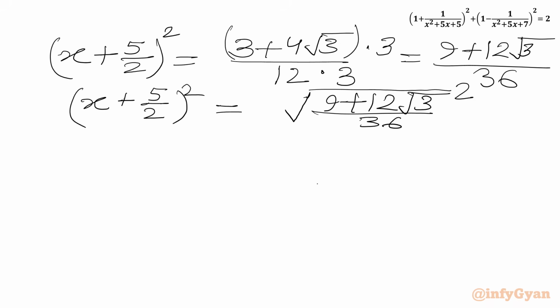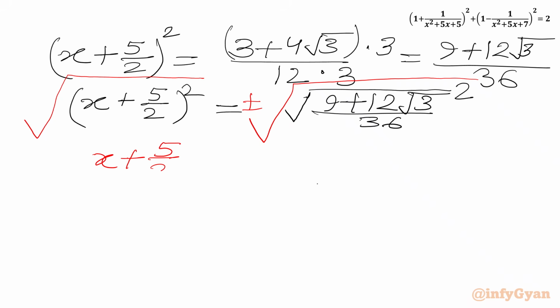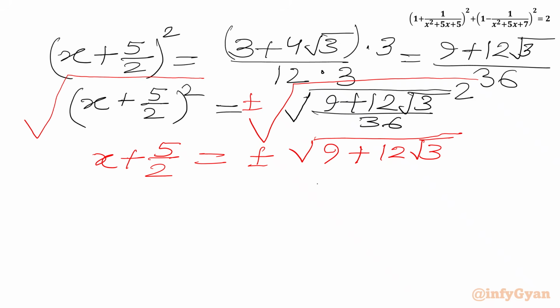Now we will take square root both sides. So we need to put the sign plus minus. So I will write here plus minus sign. So x plus 5 over 2 will be equal to plus minus square root of 9 plus 12 square root 3 in the numerator and 6 in the denominator. Square root 36 is 6. Now we have to subtract 5 over 2 from both the sides.